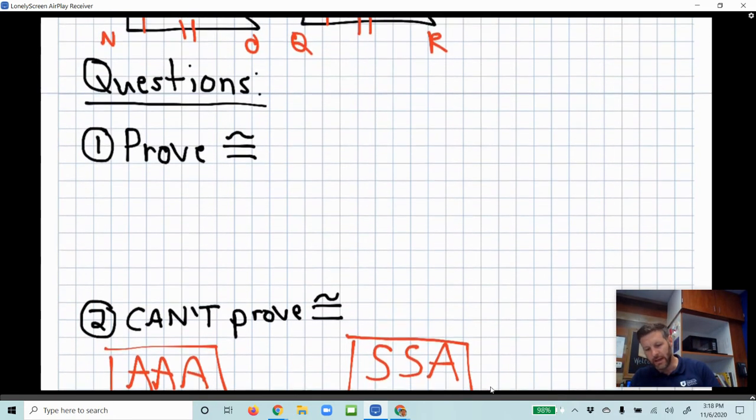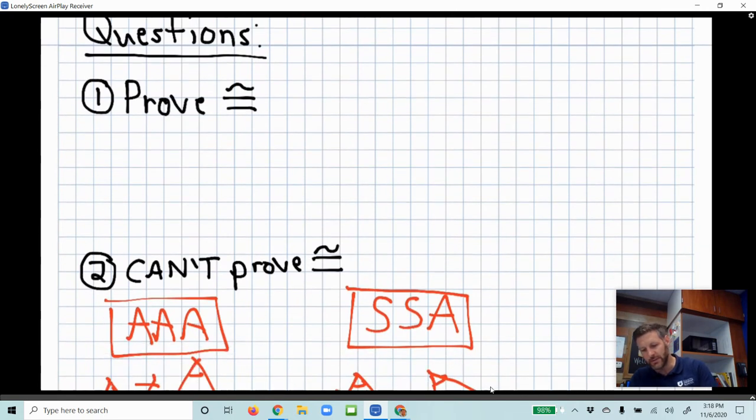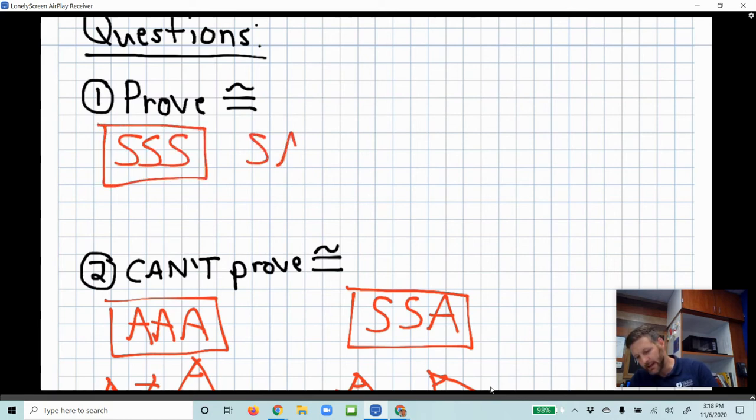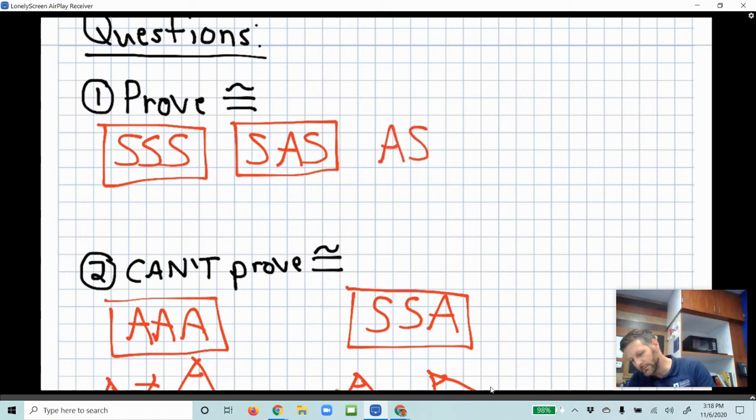So that means any other combination you can think of is permissible. So there's lots of ways to prove triangles congruent. That's SSS, all 3 sides. That's SAS, side, angle, side. Those were from last lesson. And then, of course, the ones we talked about today. Angle, side, angle.